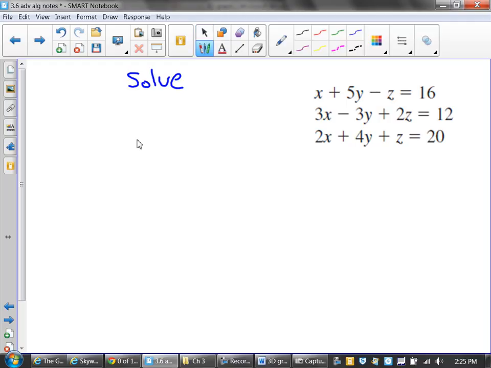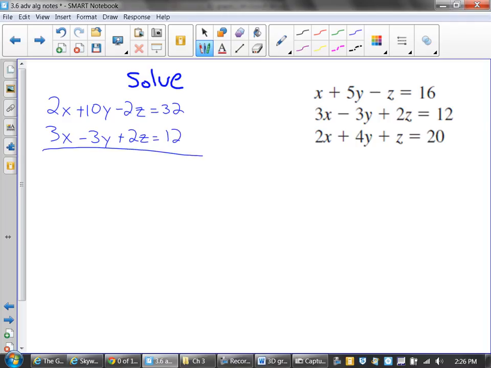If I multiply the first equation by 2, I get 2x plus 10y minus 2z is 32. To that, I'm going to add the second equation. When I add those two together, what happens to the z's? Gone. Goodbye. See you later. 5x plus 7y is 44. Do you agree?